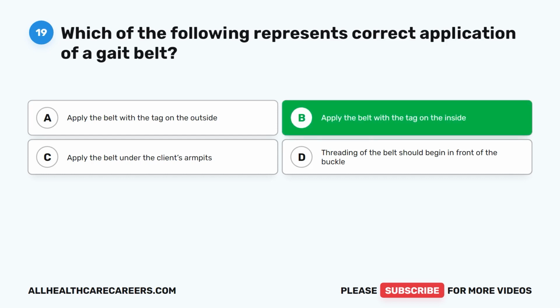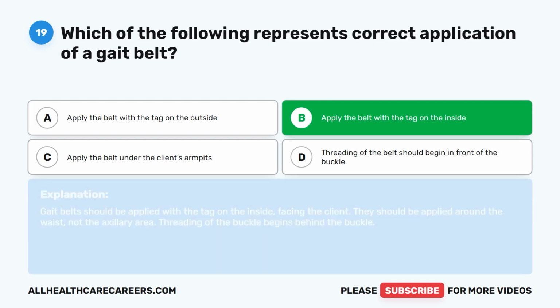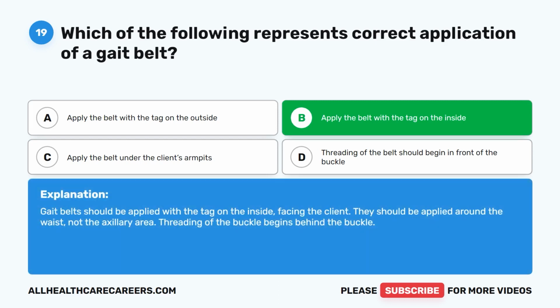Apply the belt with the tag on the inside. Gait belts should be applied with the tag on the inside facing the client. They should be applied around the waist, not the axillary area. Threading of the buckle begins behind the buckle.